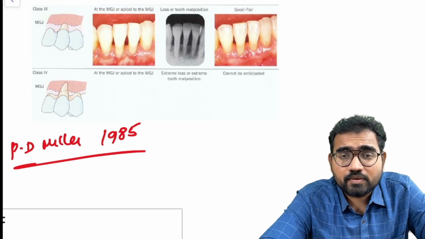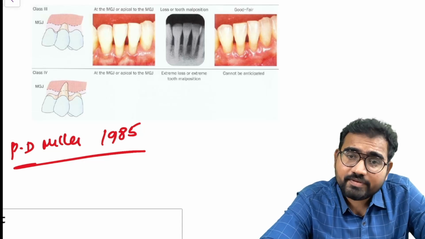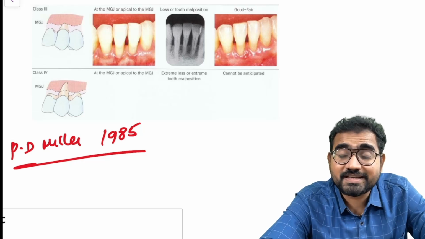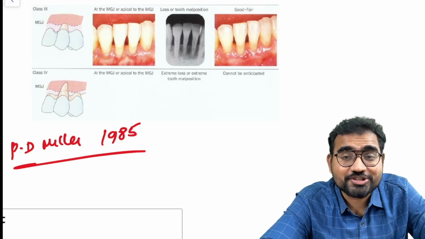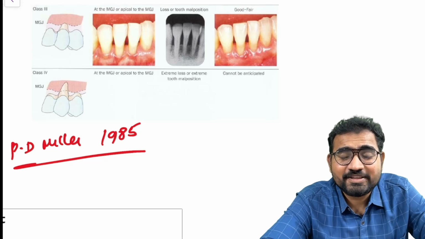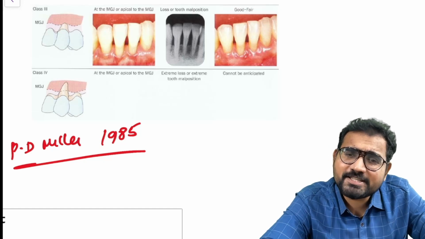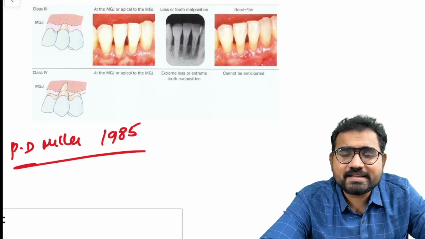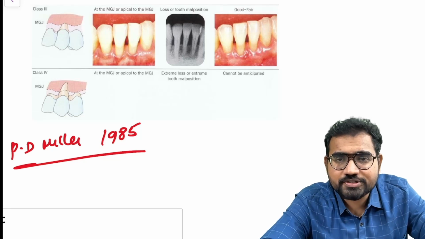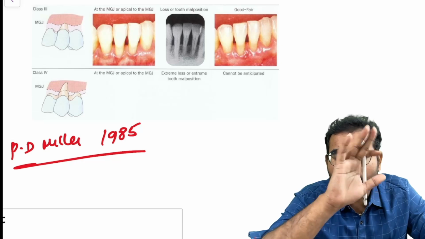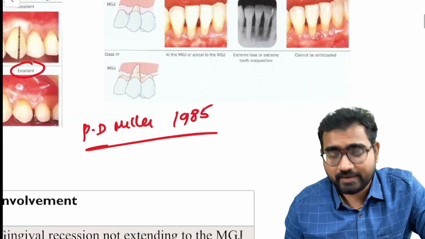I'll tell you a scenario. You just tell me what classification of recession it will come under. A patient having marginal tissue recession that does not extend to the mucogingival junction, and there is interdental bone loss. You cannot classify them. So that is also one of the drawbacks. It didn't specify the exact scenario when it should be class 1, class 2, class 3, class 4. Just based on the mucogingival junction, he gave the entire classification. But this is overall the universal classification followed for gingival recession. It's given by PD Miller 1985.